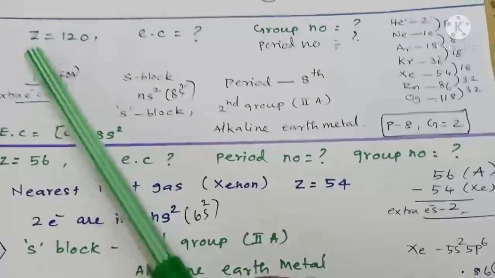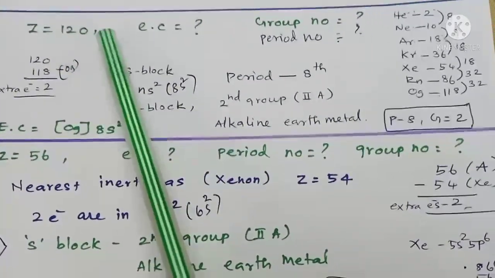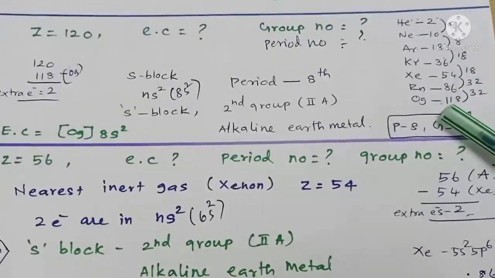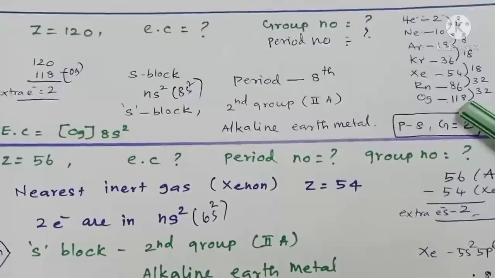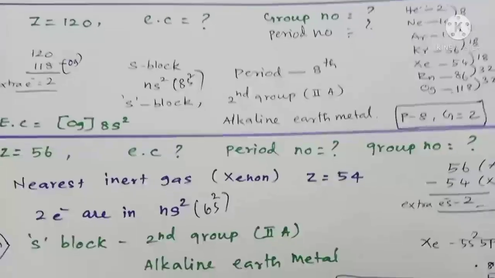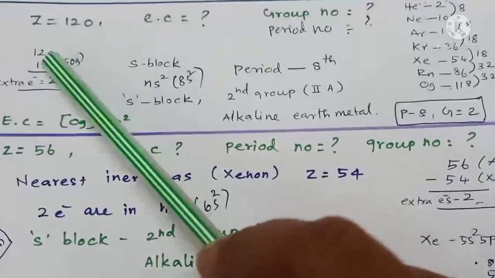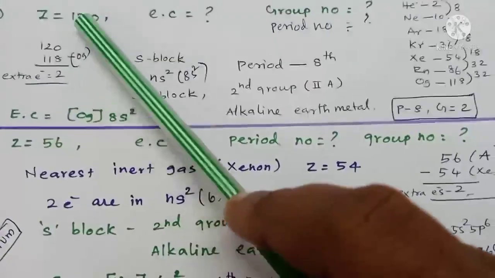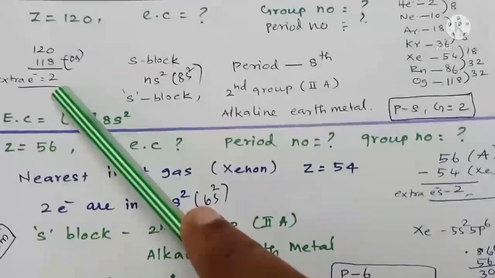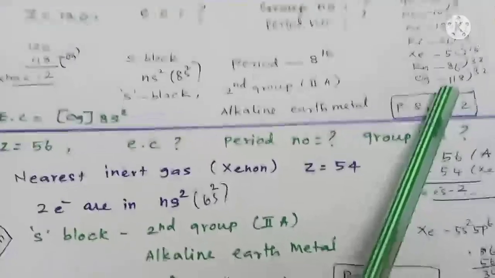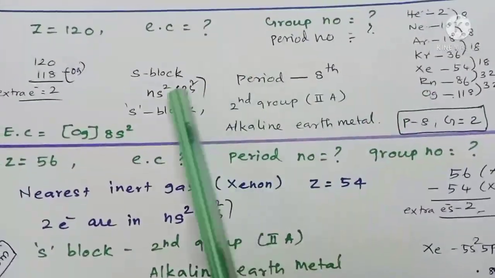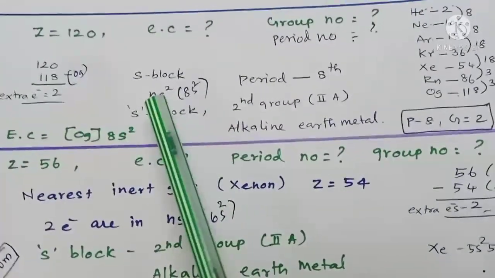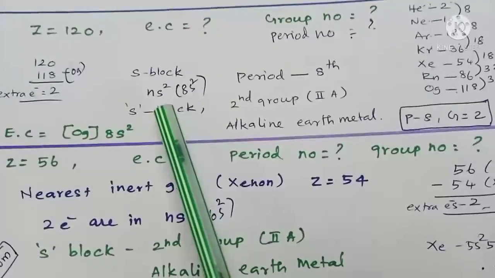Now the element given here has atomic number 120. So you just find out the nearest inert gas. The nearest inert gas is oganesson with atomic number 118, isn't it? Just subtract the atomic number of that element from the given atomic number: 120 minus 118, so you are getting 2. Which means this element has 2 extra electrons than the nearest inert gas oganesson, isn't it? The 2 extra electrons are supposed to be in the s orbital, because after the inert gas we come to the first portion of the periodic table, which is the s block, isn't it?